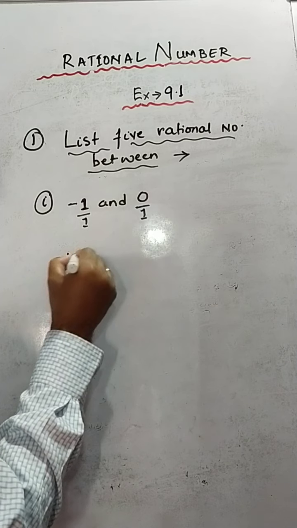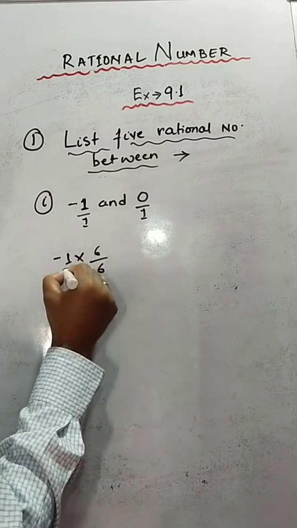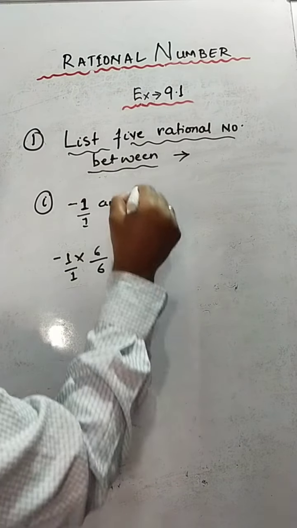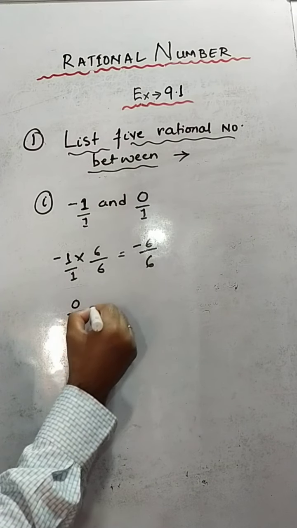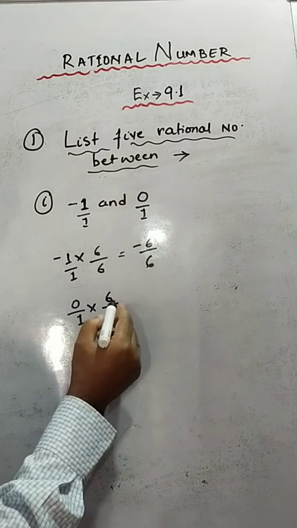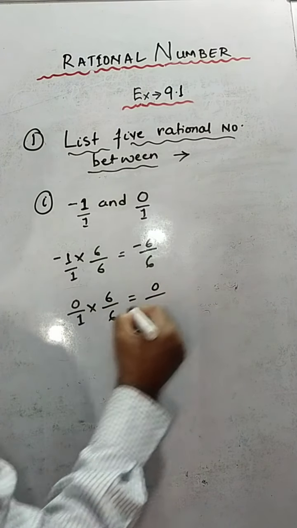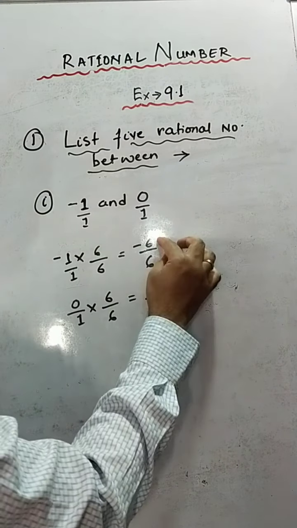So for -1, what do we have to do? For 5 rational numbers, we multiply both the numerator and the denominator with 6. So the answer would be -6 by 6. Same thing we'll do with 0 also. 0 is carrying 1 as the denominator, so we'll also multiply 6 with the numerator and denominator. So the answer will be 0 into 6 is 0, and 6 ones is 6.